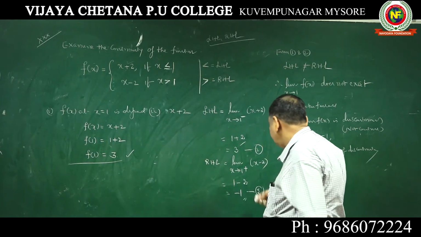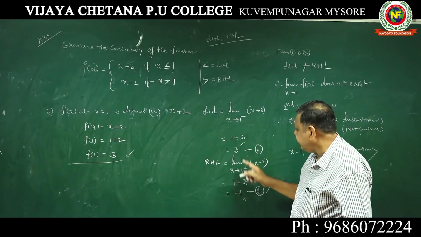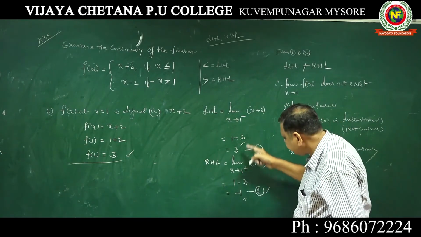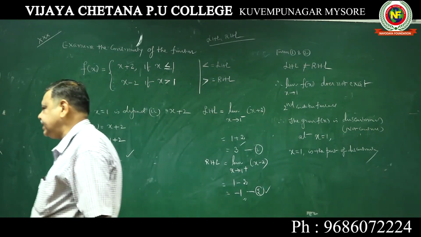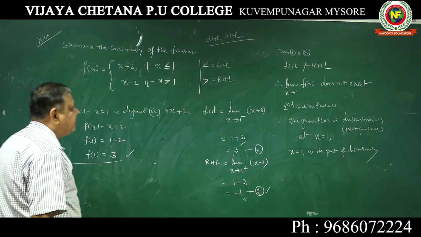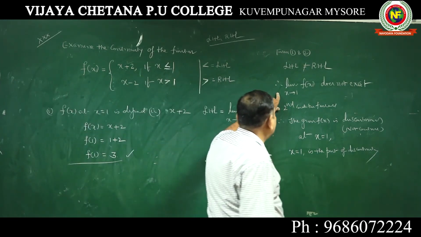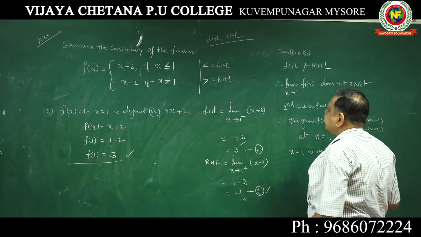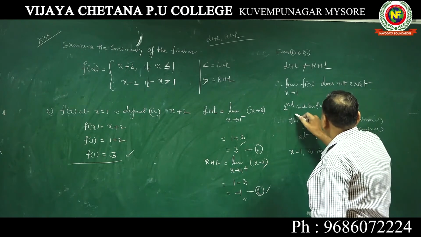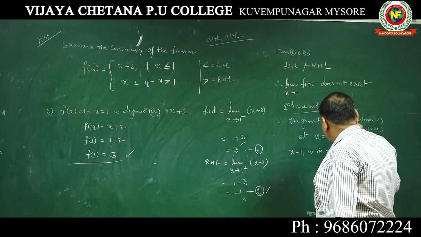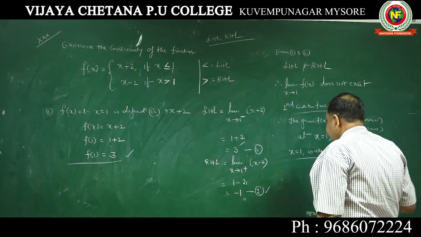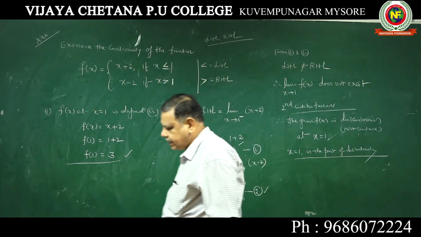1 minus 2 is minus 1. See, the left hand limit and right hand limit are not equal. If they were equal, then you should write that the limit extending to 1 of f of x exists. But here they are different. Therefore LHL is not equal to RHL, and the limit of f of x extending to 1 does not exist. The second condition failed. The given function is discontinuous at x equal to 1. x equal to 1 is the point of discontinuity.